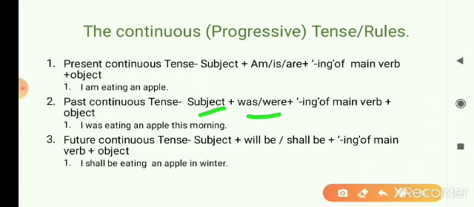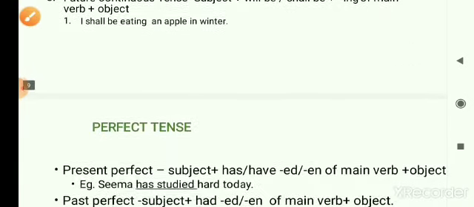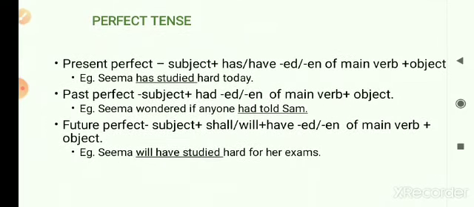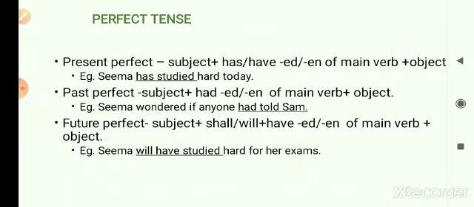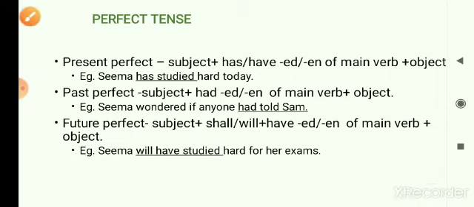Future continuous tense. Here let's see. Subject plus will be, shall be plus ing of main verb plus object. Then it will be I shall be eating an apple in winters. Now let's go to the next. Perfect tense. So present perfect, past perfect, future perfect. Okay.